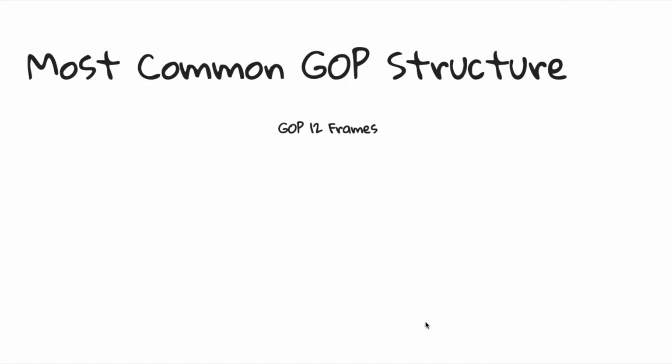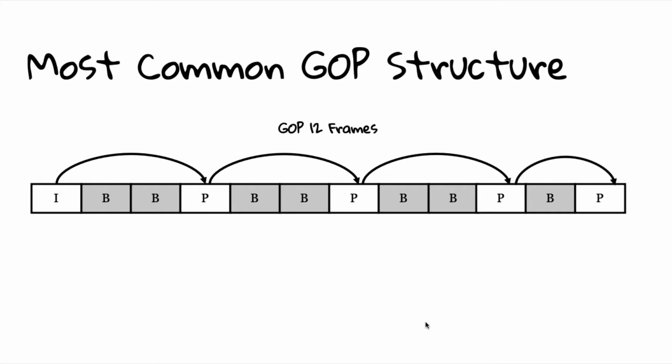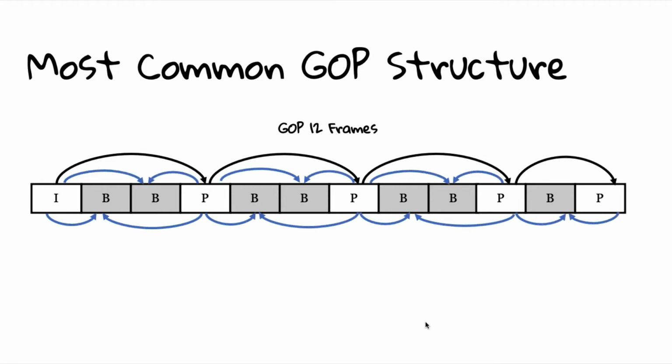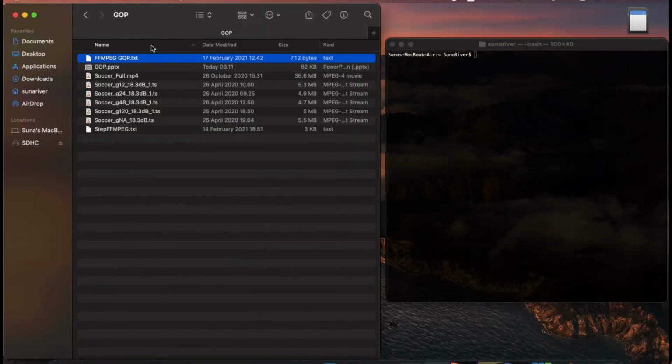The most common GOP structure is using 12 frames. We can see the picture below. Pframe references the iframe or the previous pframe. Both iframes and pframes are also known as reference frames because a bframe may refer to either one or both frame types. Now, let's see the real GOP structure and its function.